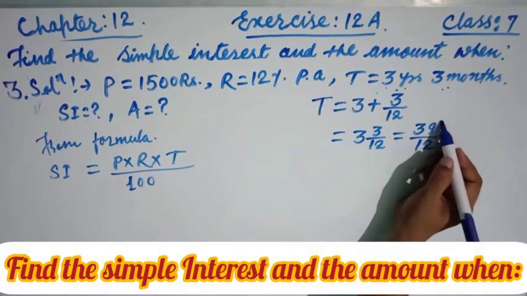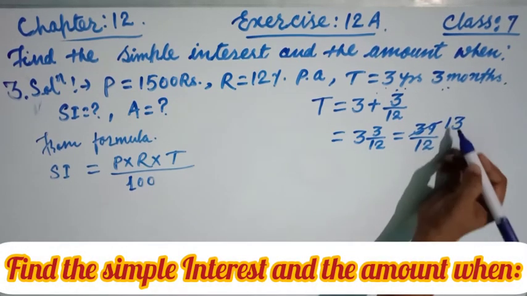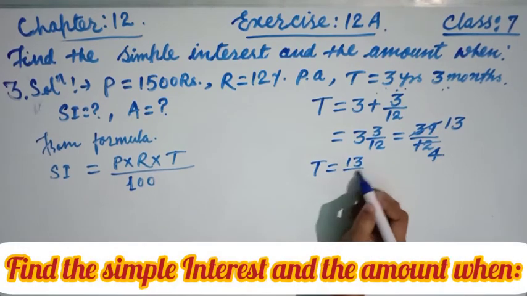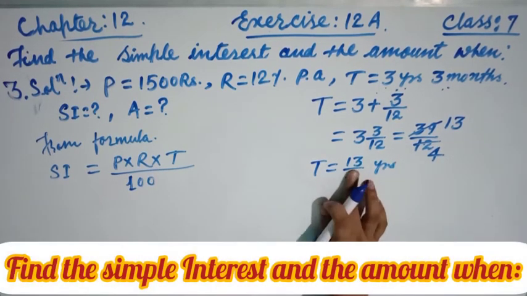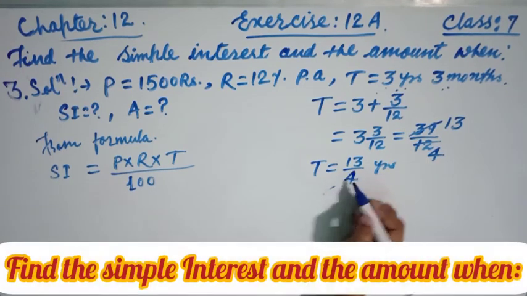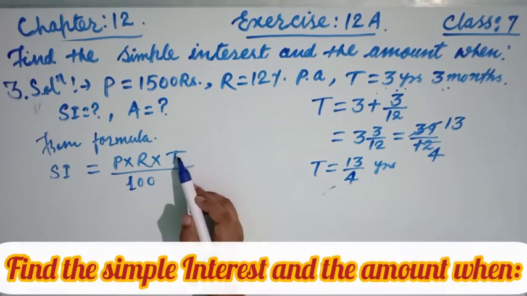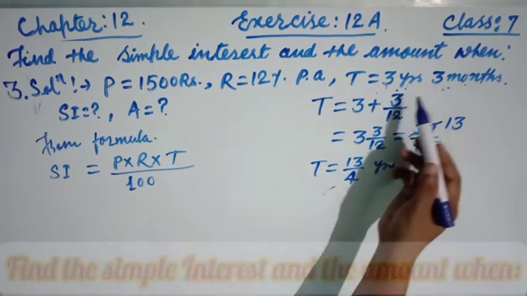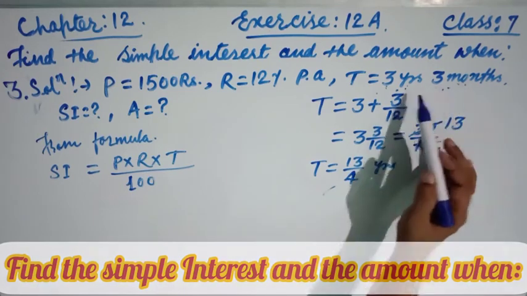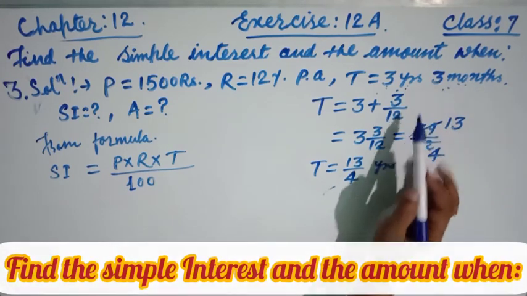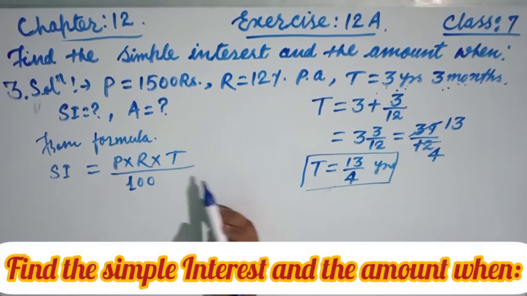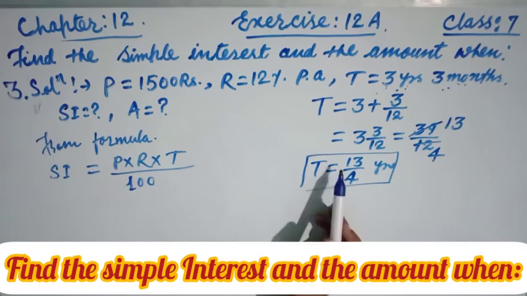So this could be written as 3 1 ja 3, 3 3 ja 9, and 3 4 ja 12. Hence the time is equal to 13 by 4 years, because friends, here the time T is given as 3 years and 3 months. So we have to change these 3 months into years, that means we have to divide this 3 by 12. After calculating we will get T is equal to 13 divided by 4. So this is the years. Now we have to put the value of T here, instead of T is 13 divided by 4.